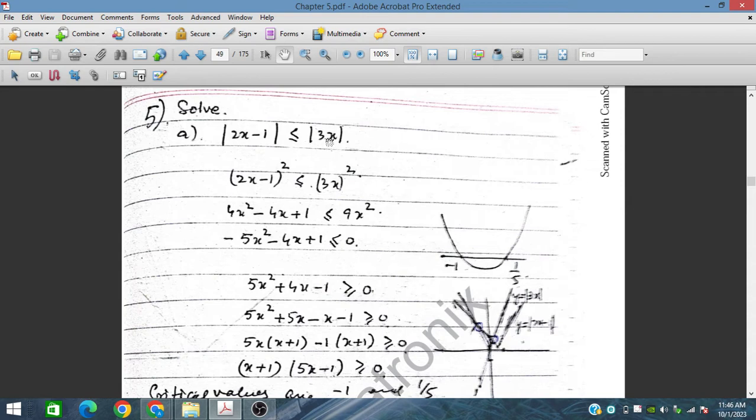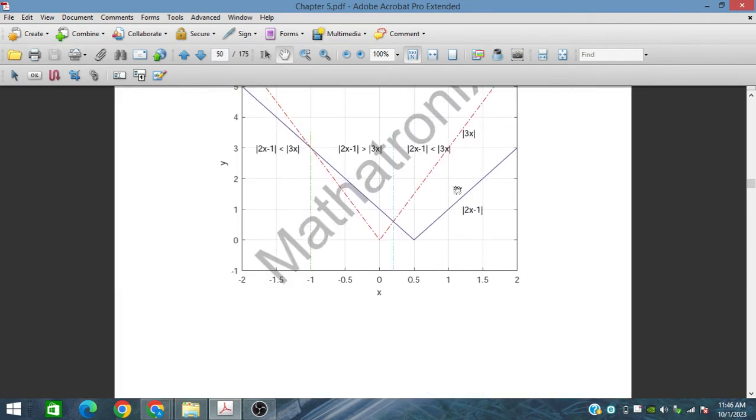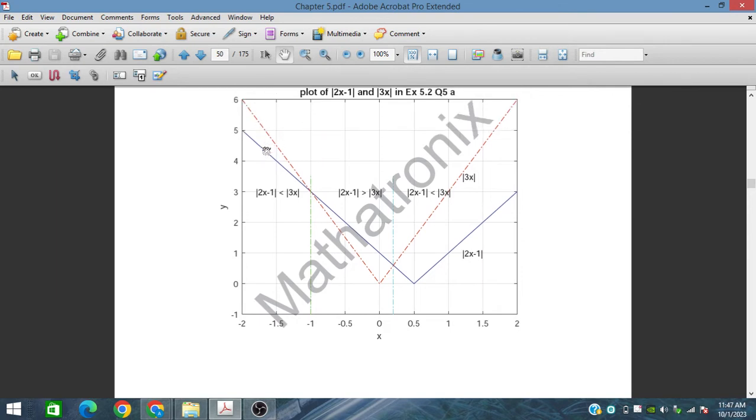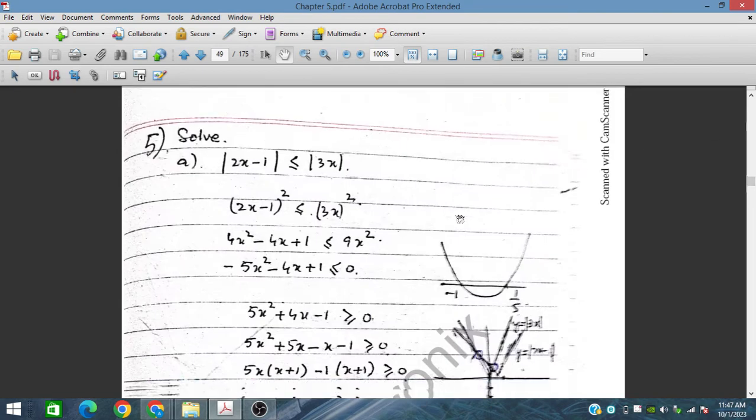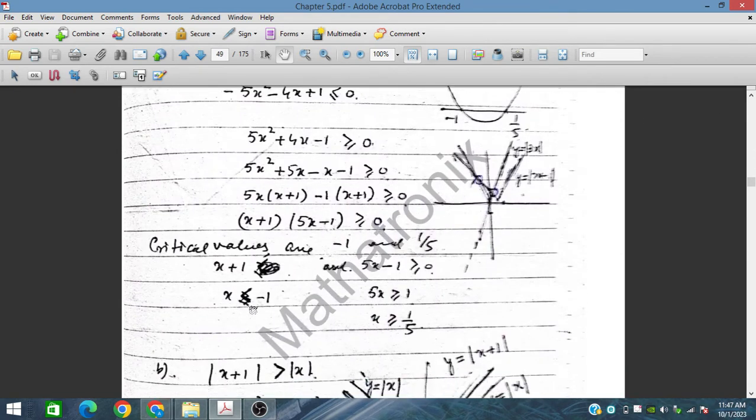So since we have to find this relationship, that 3x is greater than or equal to, 3x is greater in this region and above this region. So when x is less than minus 1, this red line is above this blue line, and when x is greater than 1 over 5, this red line is greater than this blue line. So the answer is x is less than or equal to minus 1 or x is greater than or equal to 1 over 5. So this is the answer.